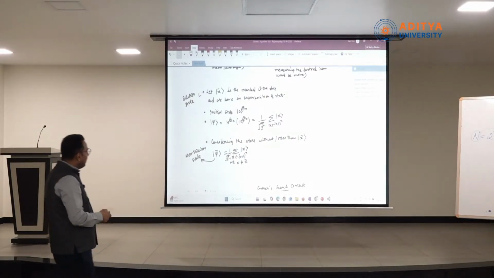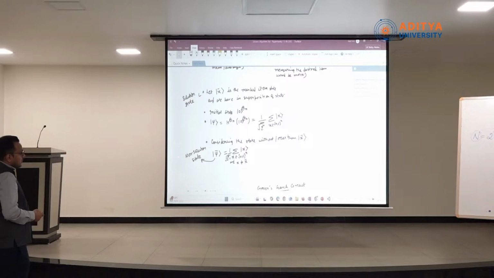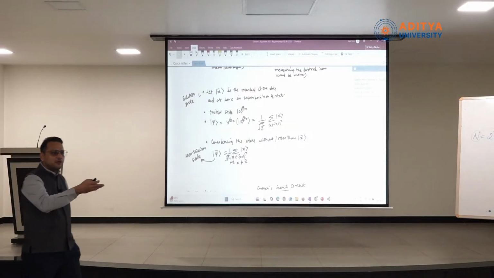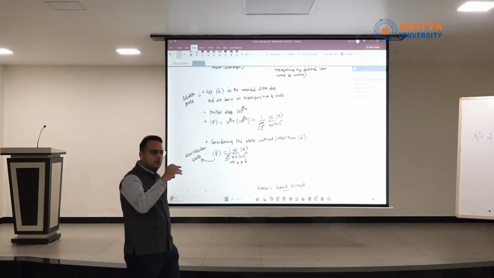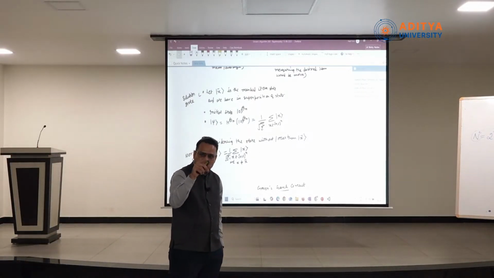So now here, the solution state we represented as x bar. For the non-solution state we will be representing it as psi bar. Now this psi bar would be containing what? 1 by under root of 2 raised to the power n minus 1, meaning their corresponding amplitudes would be 1 by root of 2 raised to the power n minus 1.